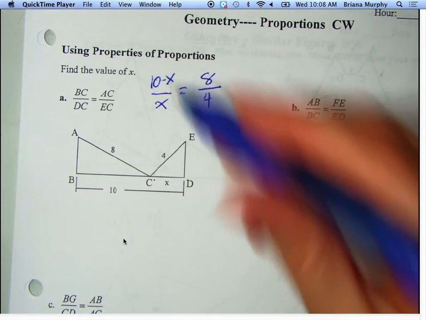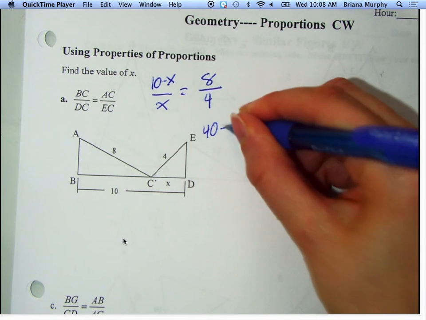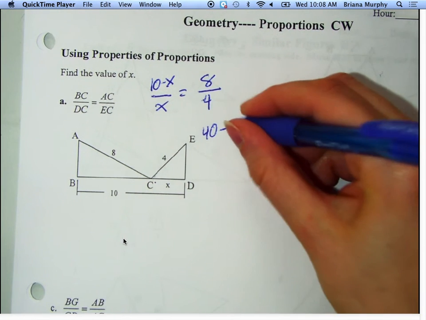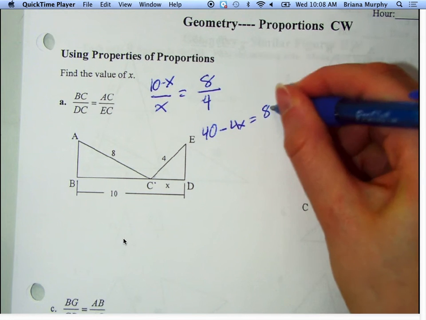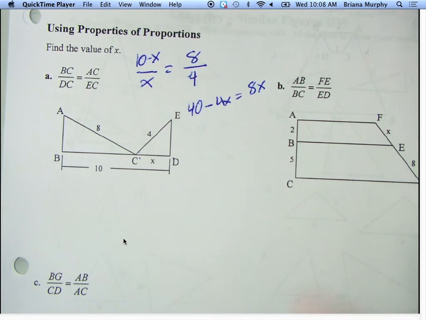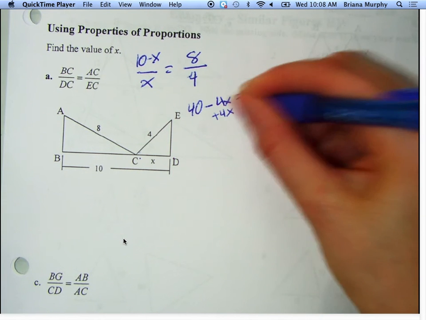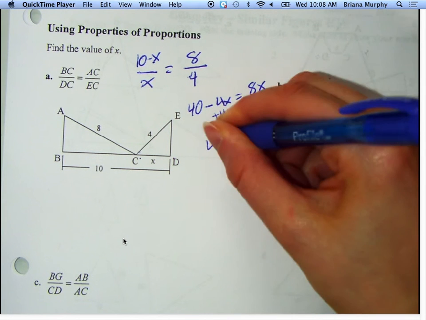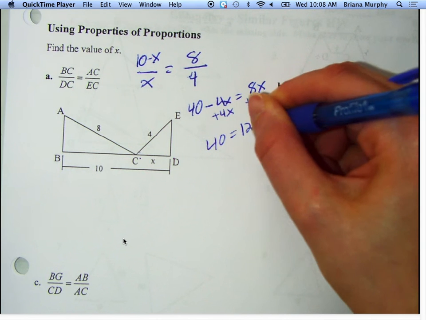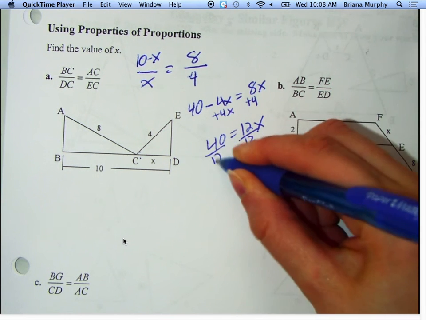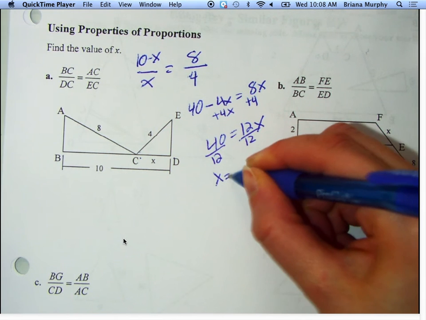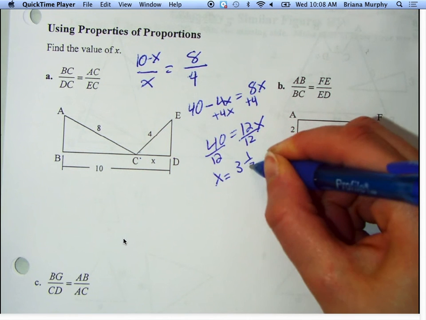4 times 10 is 40. 4 times X is 4X. 8 times X is 8X. Now I'm going to add 4X to both sides. So I get 40 equals 12X. And then I divide by 12. Everybody okay so far? So X equals 3 1/3.